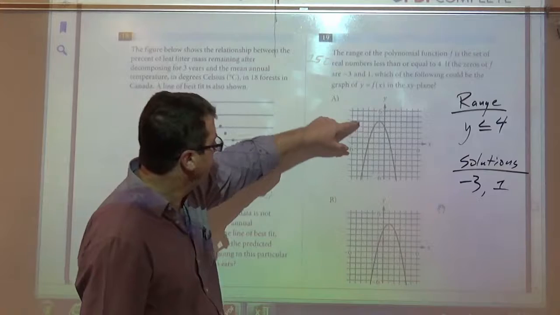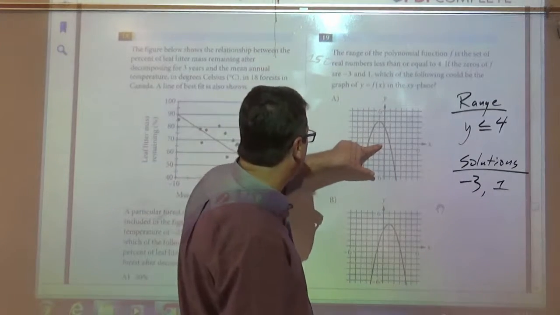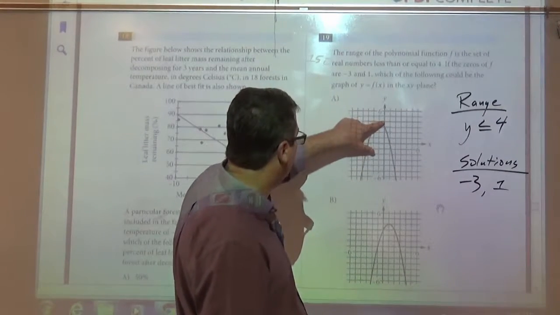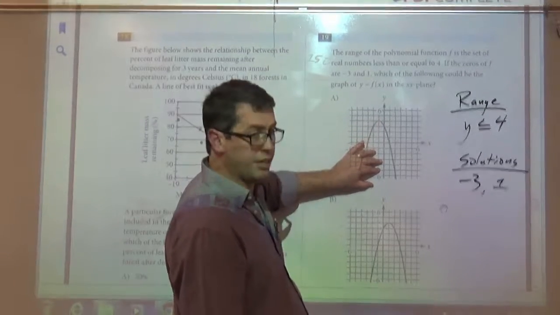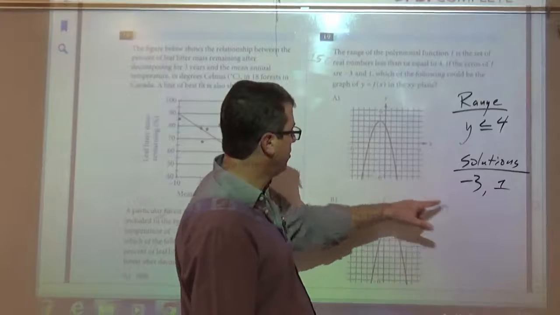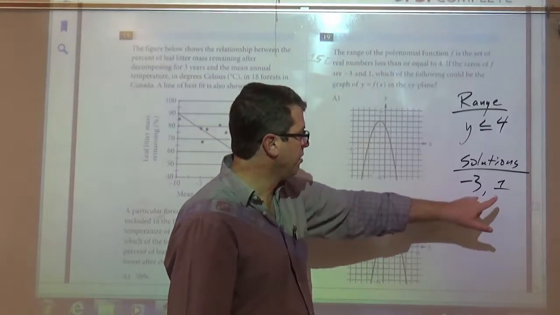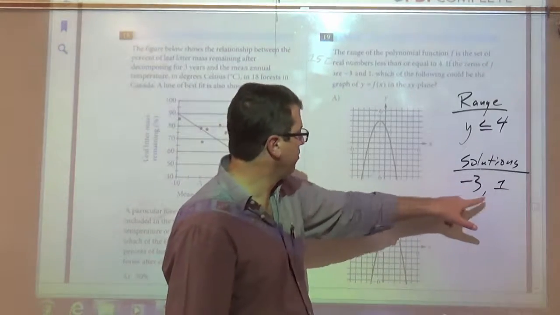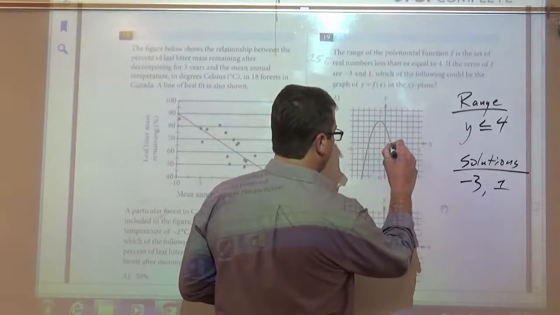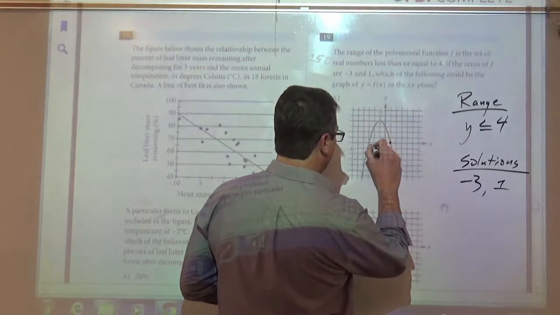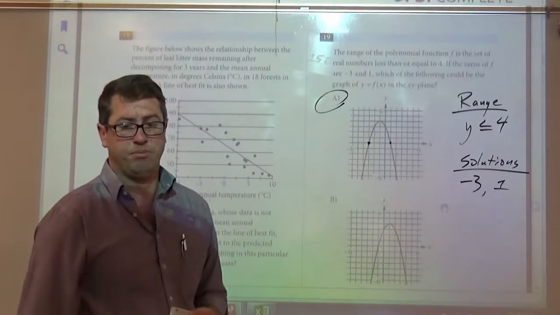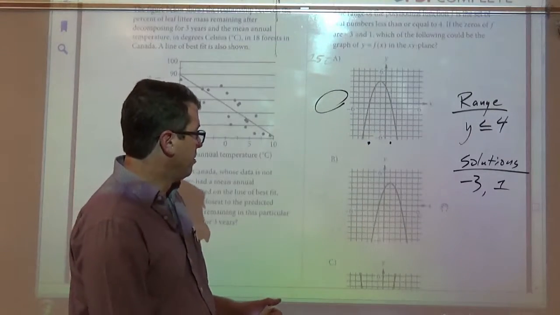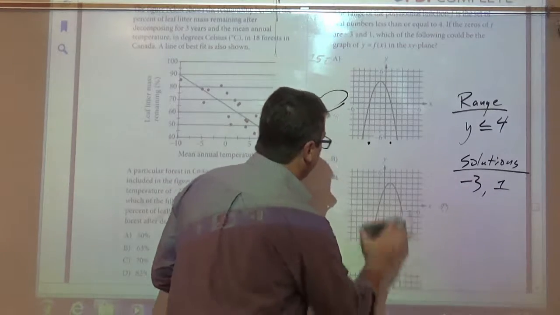So for A, it starts at 4 and goes down, so the range is okay. Now, my solutions need to be -3 and 1, so it needs to hit the x-axis at -3 and 1. So this hits at 1, 1, 2, 3, this hits at -3, A can be my graph. Now, let's look at the other ones just to talk about why they can't be.